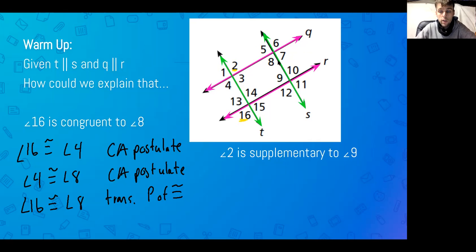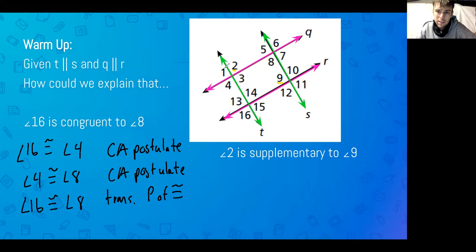All right, let's go ahead and talk about the second one. Angle 2 is supplementary to angle 9. All right, so angle 2 and angle 9. Angle 2 is here, and angle 9 is here. We have a similar problem. These angles are on parallel lines, but they don't have a common transversal. So we're going to have to make some connections here. We have a lot of options.